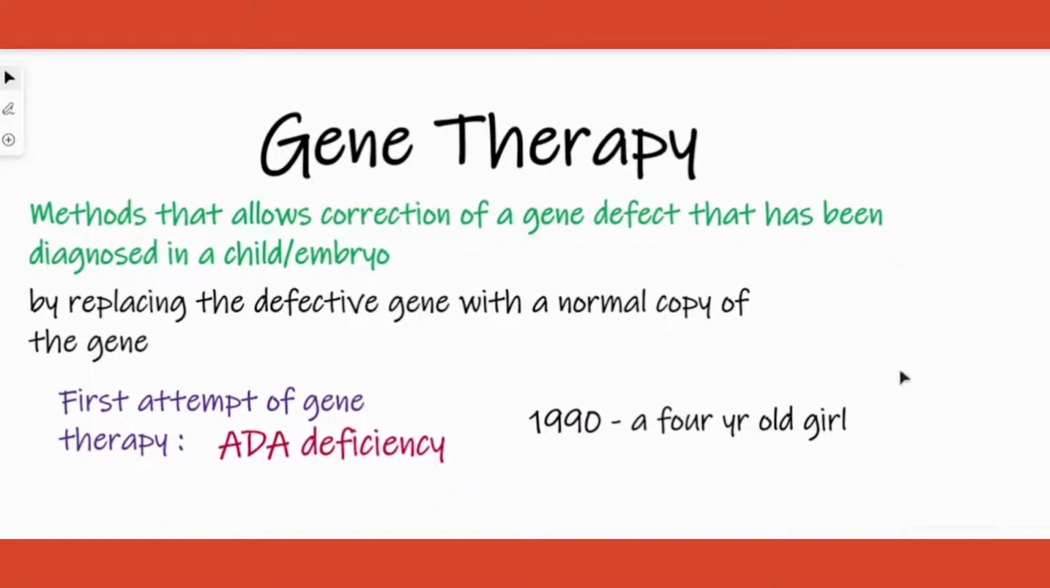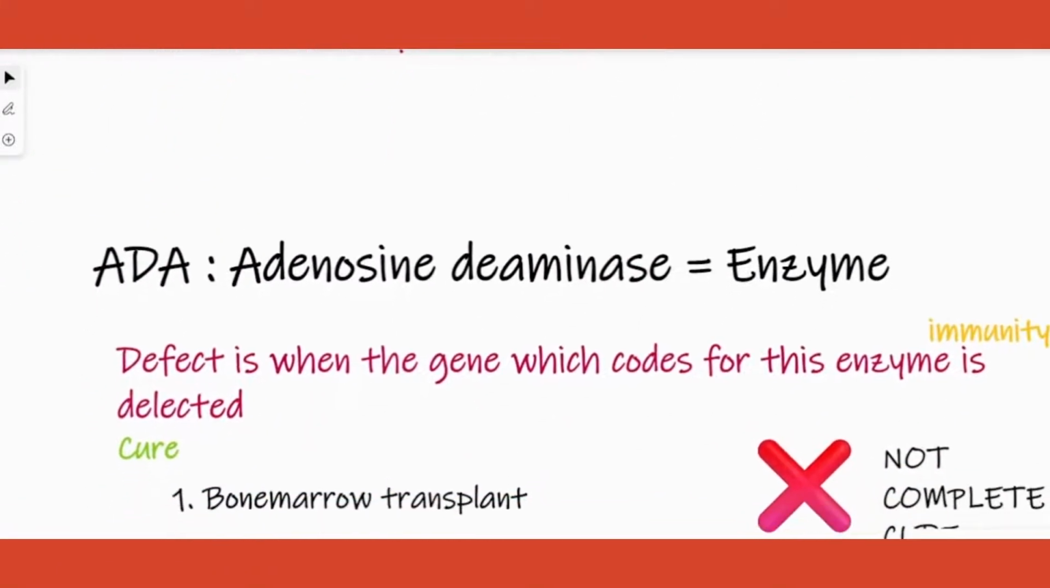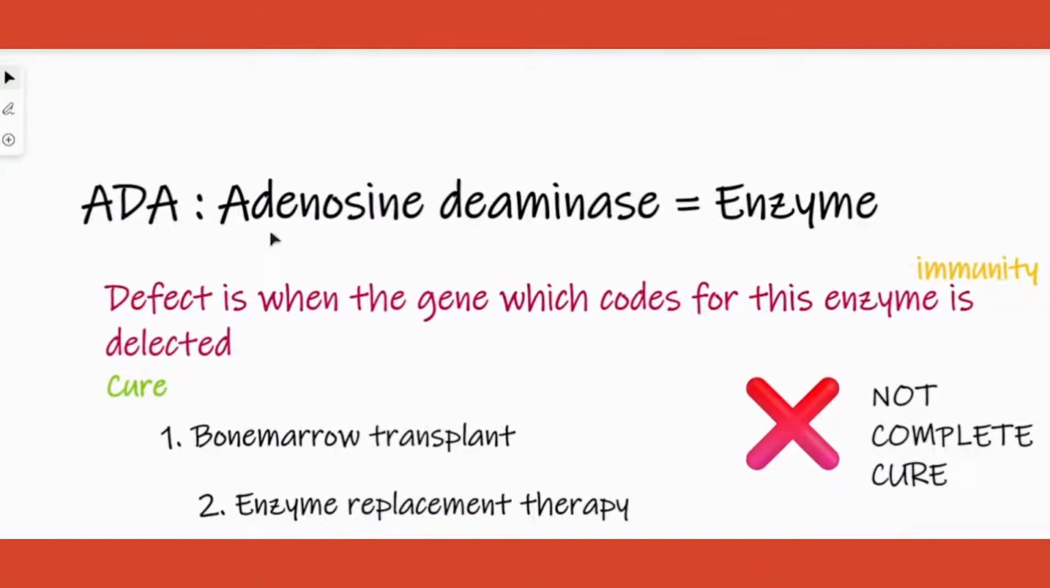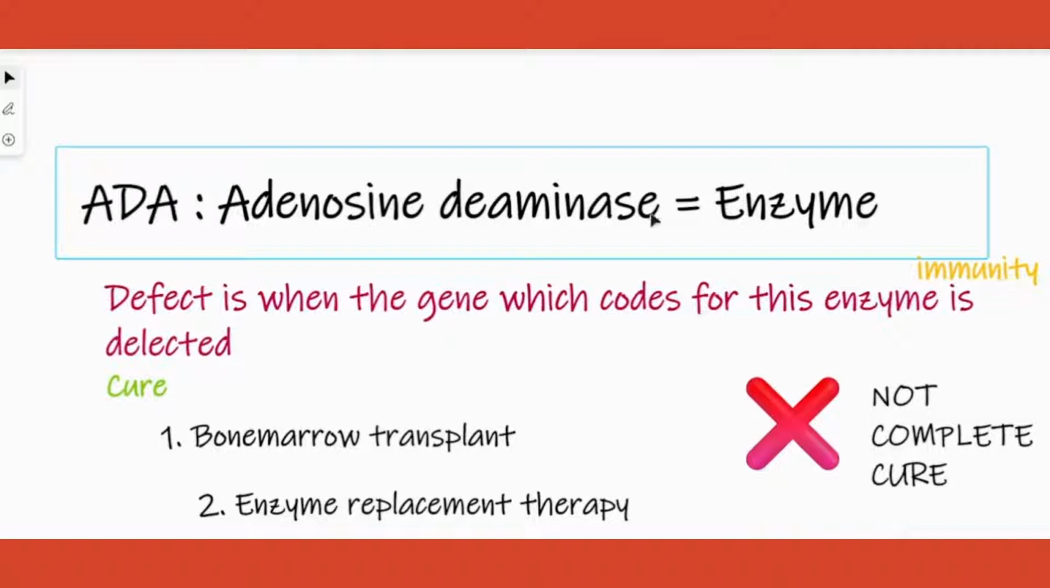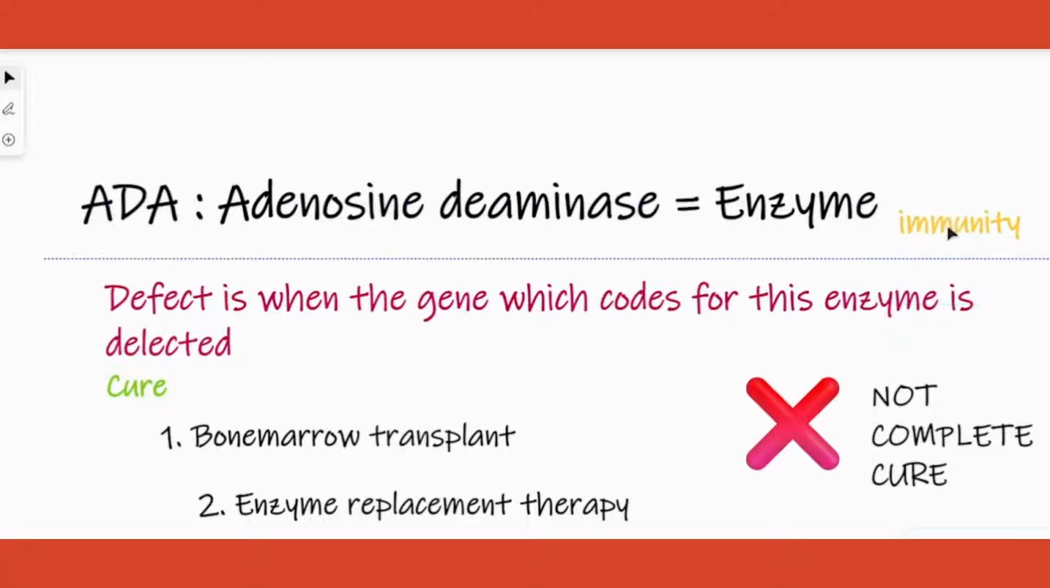This was done first in a 4-year-old girl in the year 1990, and it was done for ADA deficiency. For that, definitely you should know what is meant by ADA. ADA stands for adenosine deaminase, which is an enzyme. What is this enzyme required for? It is required for your immunity.